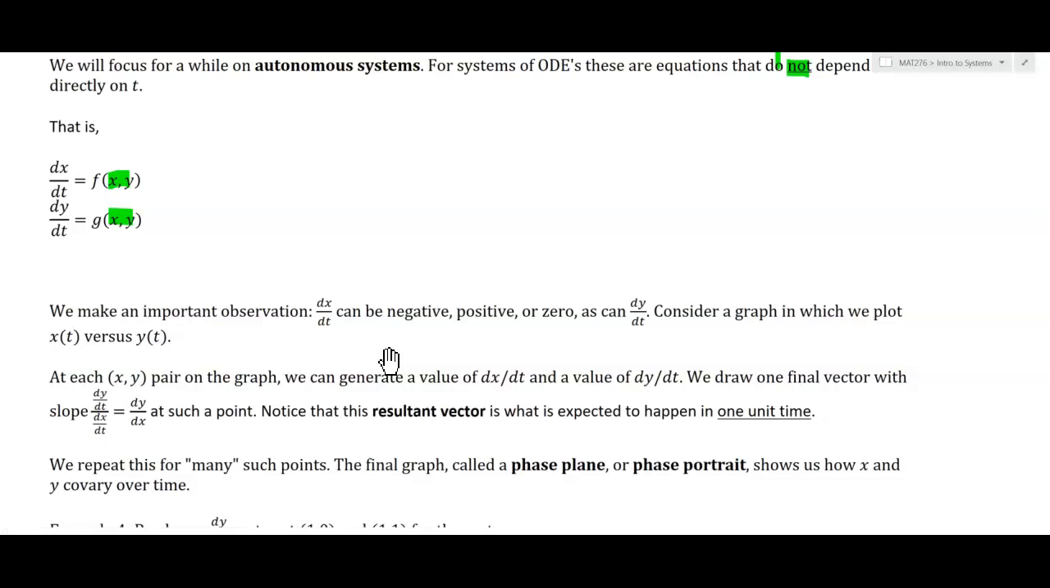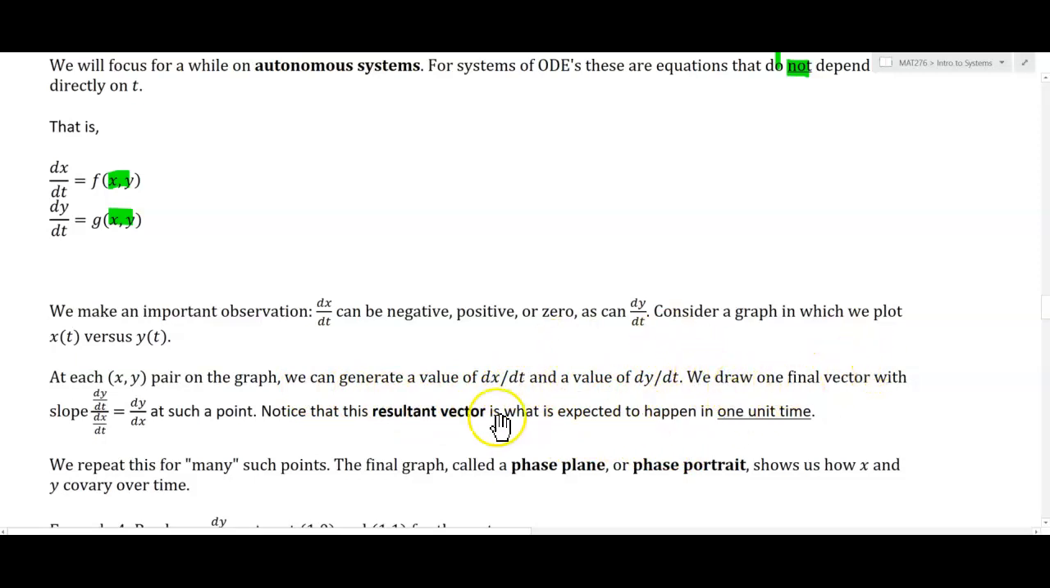Consider a graph in which we plot x of t versus y of t. At each xy pair on the graph, we can generate a value of dx dt and a value of dy dt. So if I have a system of equations like this, and you give me an ordered pair, an x and a y, I can plug those into the right-hand side of the equation, calculate dx dt, plug x and y into the right-hand side of dy dt, get a dy dt, and then plot those two vectors at that point. So I'll plot two vectors, one for dx dt, one for dy dt.